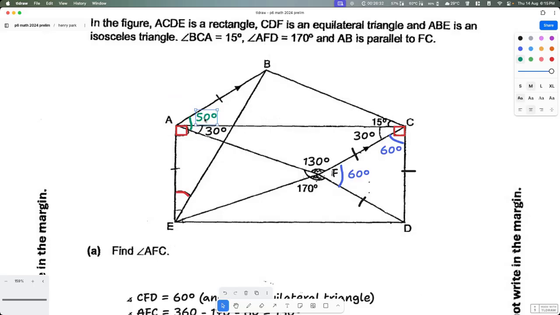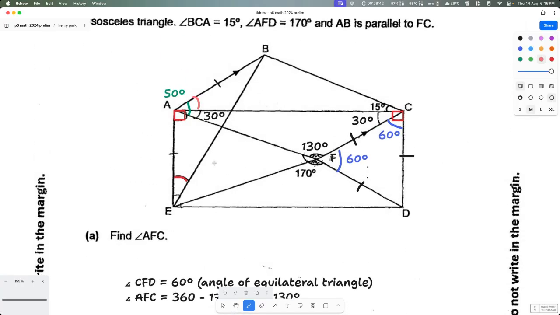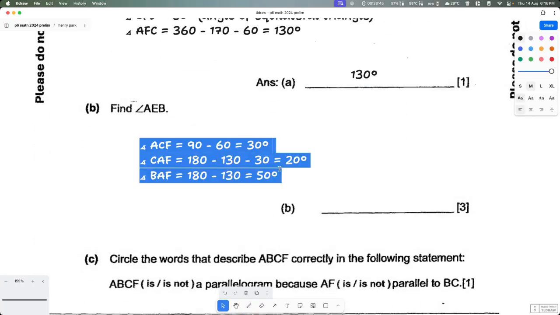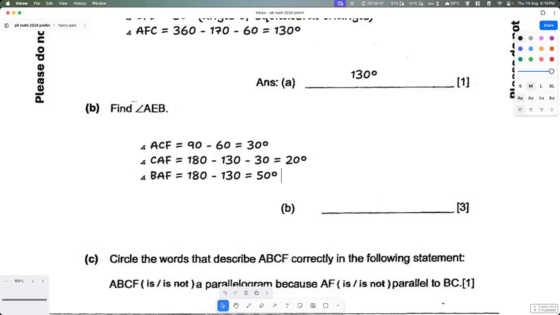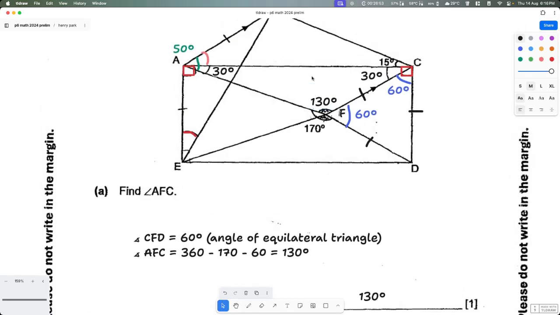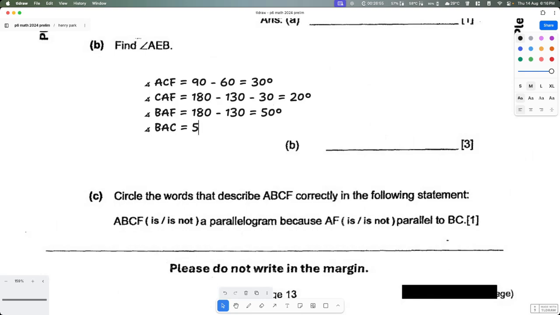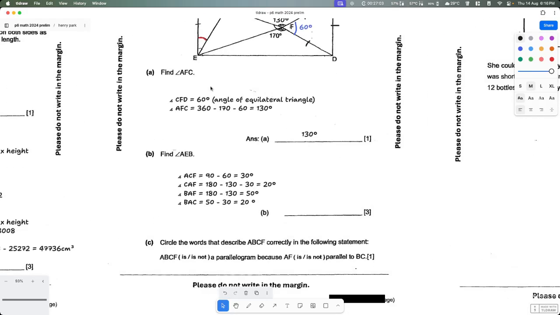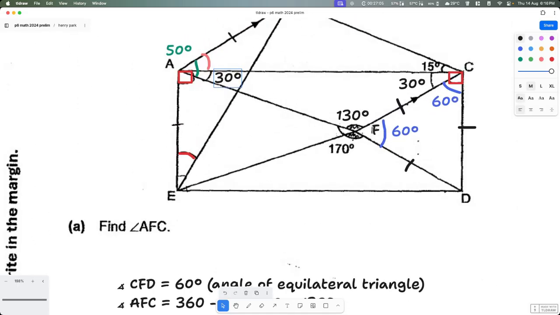So I'm going to get green. Now we can get this, maybe another color, the pink one. Okay, so BAC is equal to, in this case, 50 minus 30. 50 minus 30 is equal to 20 degrees. Right? So now this one is 20 degrees.